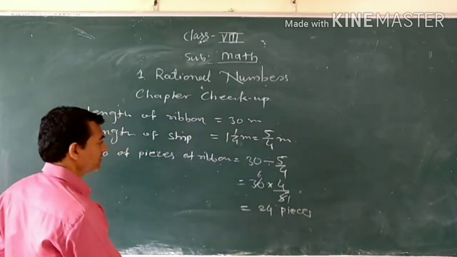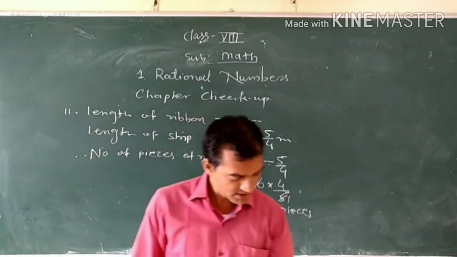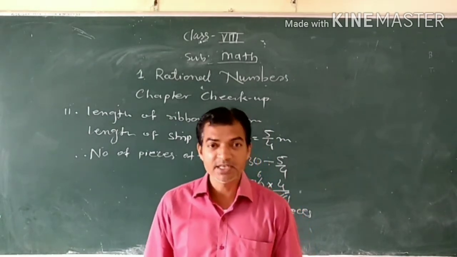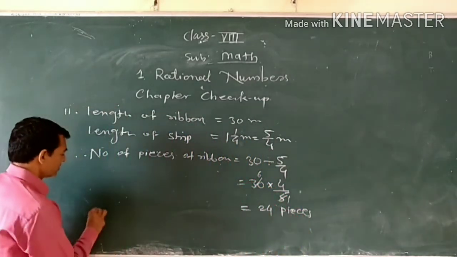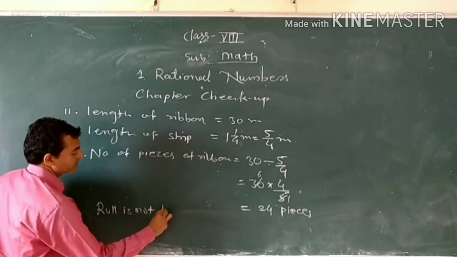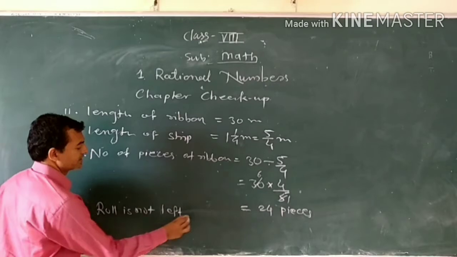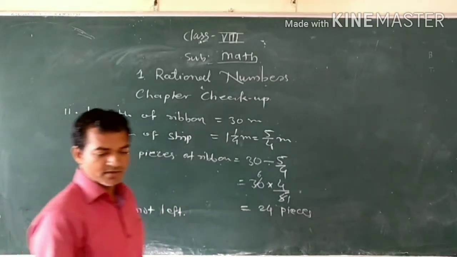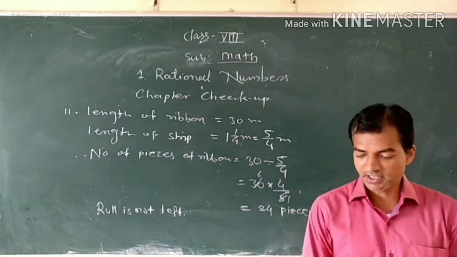Okay, so what is the last question here? How much of the roll will be left? Roll is not left. In this we can write. Understood? Write down.